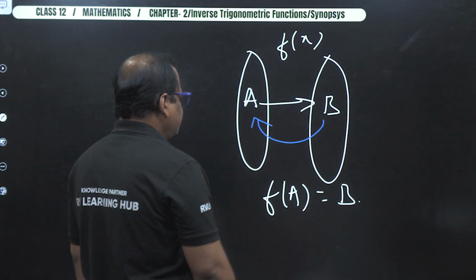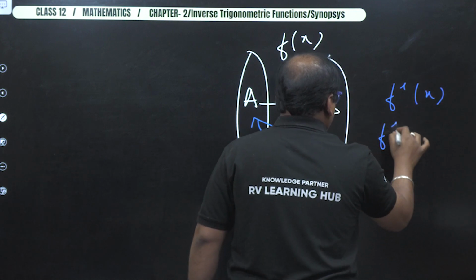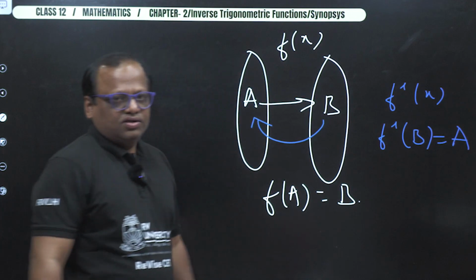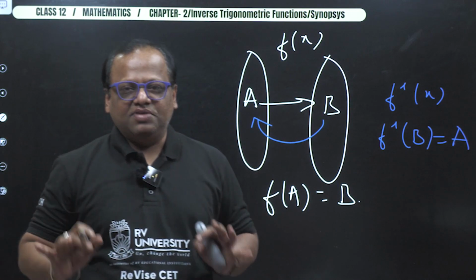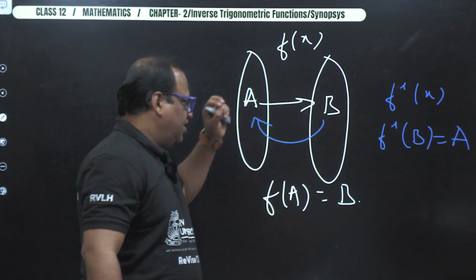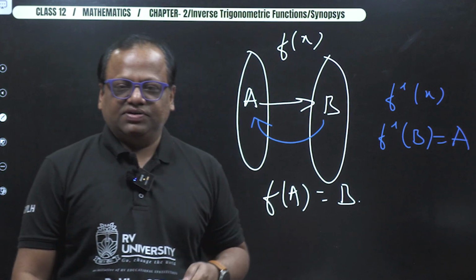That means F inverse of B is equal to A. The inverse function represents the pre-image. B is the image and A is its pre-image. So this is called the inverse function.